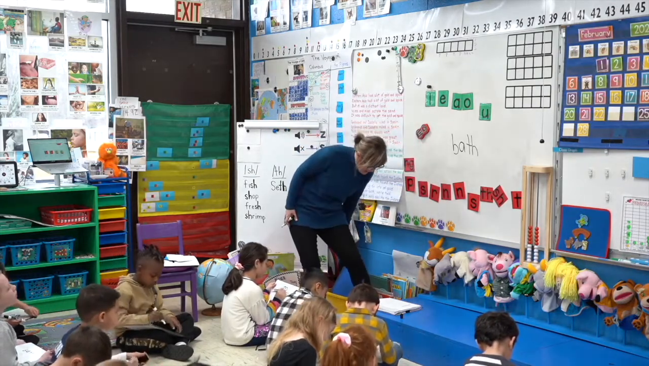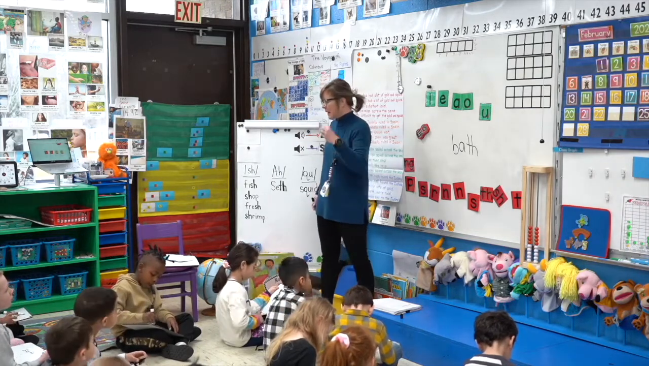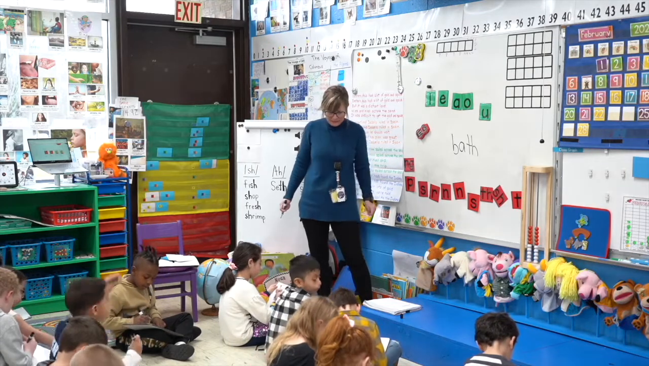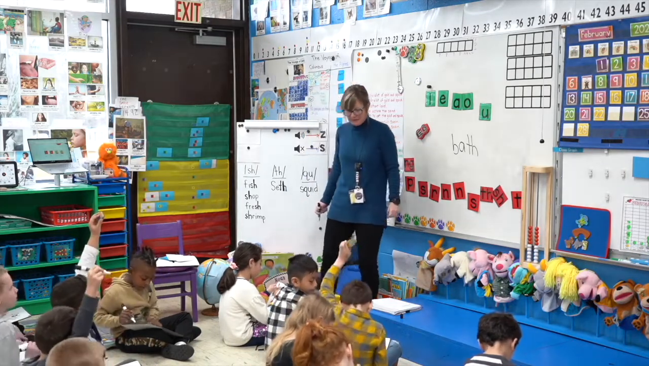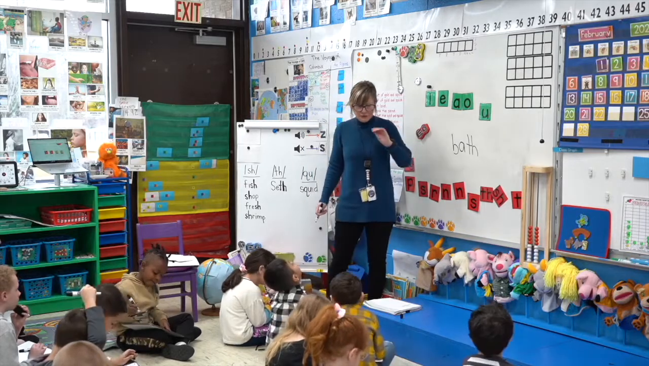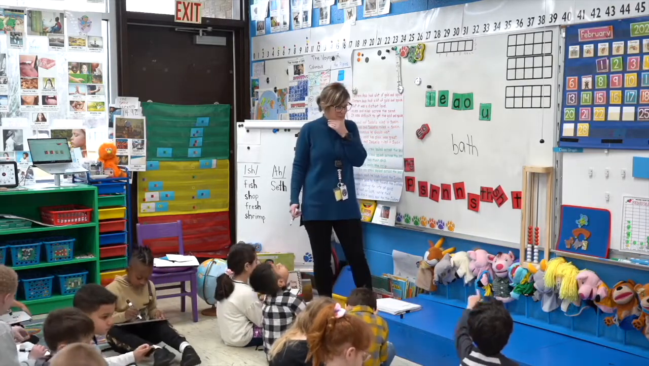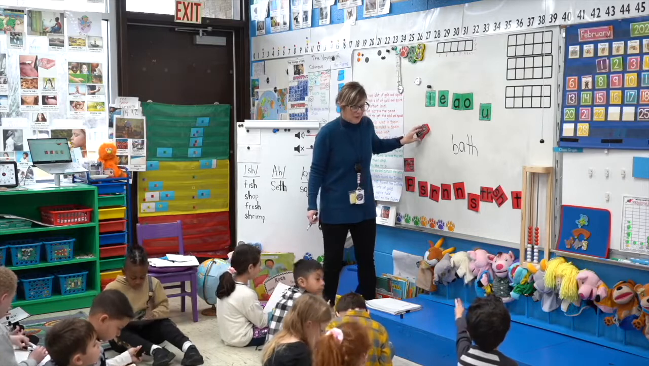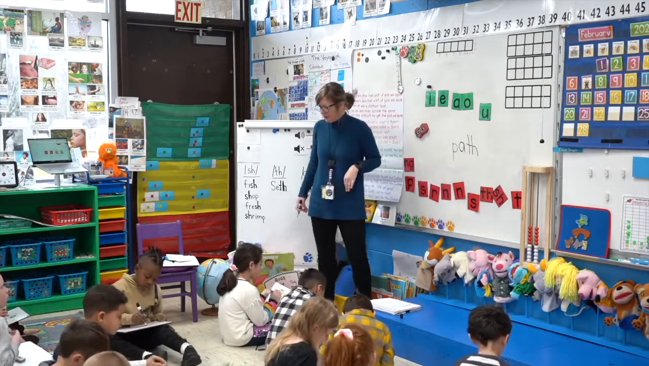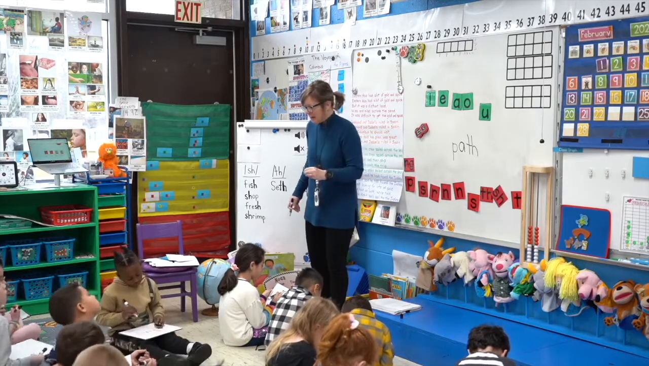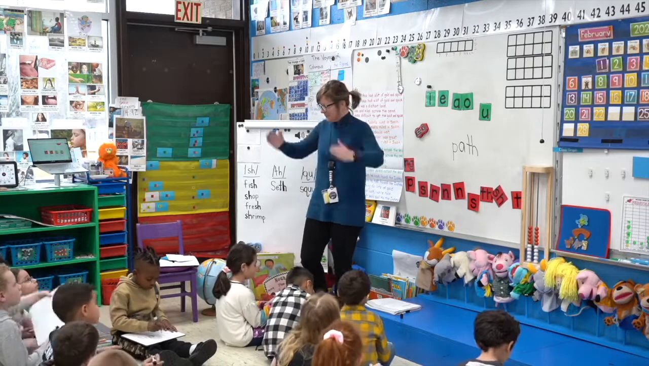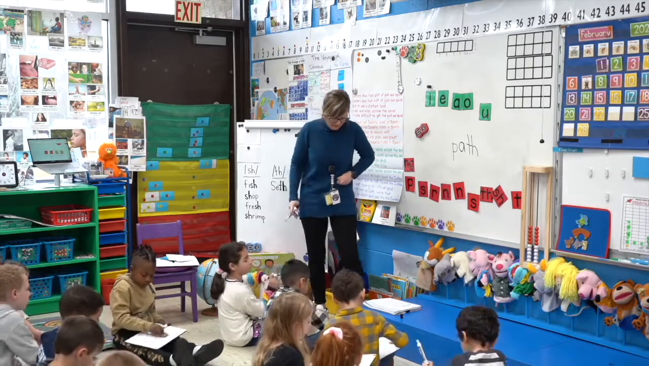Here we go. Change bath to, this is the last one, path. Change bath to path. Somebody tell me. I want to get somebody who I haven't talked to. Zephyr. How am I changing bath to path? Change the b to a p. And we have the word path. All right. Erase your board. Put it in a vertical.